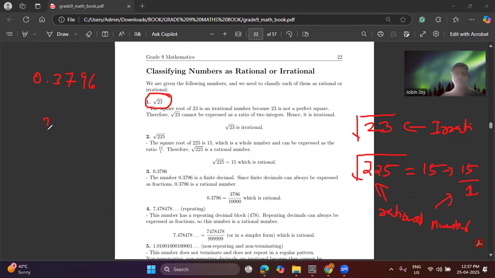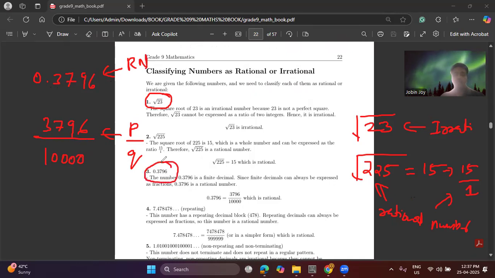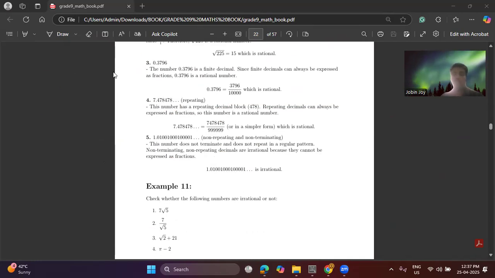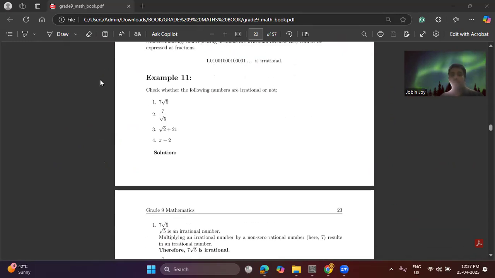Then 0.3796. I can write this number as 3796 divided by how many zeros? 1, 2, 3, 4. That means divided by 1 followed by four zeros. So this is in the form of p by q. That means this is a rational number, not irrational, because I can write this in the form of 3796 divided by 10,000. Okay, like that.